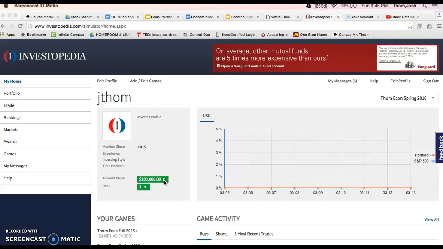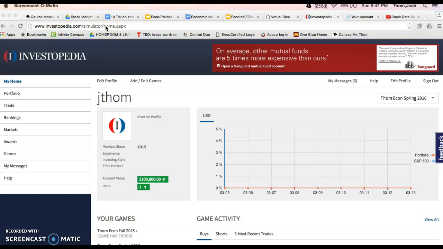Hi students, today we're going to talk about how to invest in your three stocks through Investopedia. So the first thing that you want to do here, folks, is go to investopedia.com. You can see the URL up here.